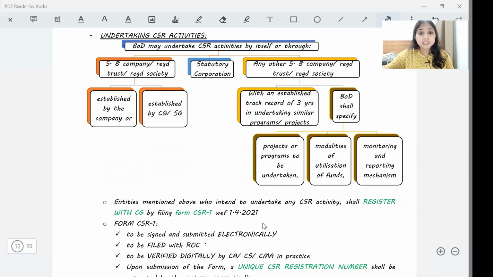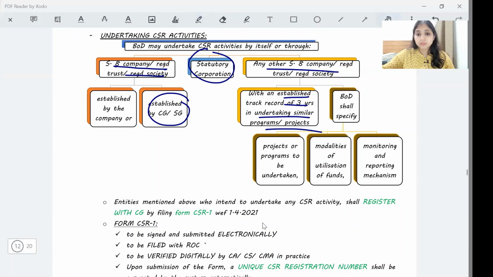The company can either do CSR activities by itself, or it can do CSR activity through a Section 8 company, registered trust, or registered society established by itself or established by the central government or state government. Or it can do it through a statutory corporation or through another Section 8 company, registered trust, registered society with an established track record of 3 years in undertaking similar projects or programs. Board shall specify the projects or programs to be undertaken, modalities of utilization, monitoring and reporting mechanism.